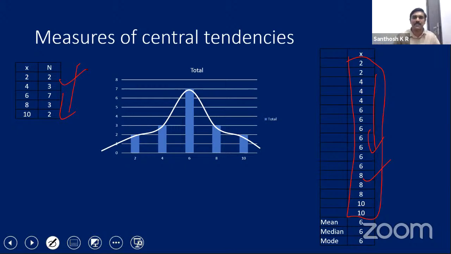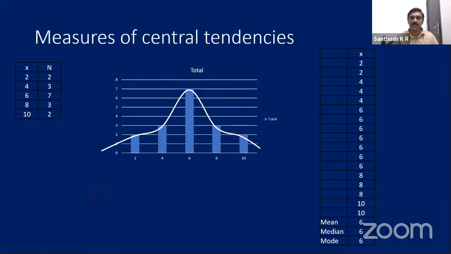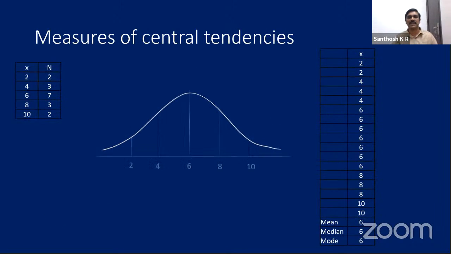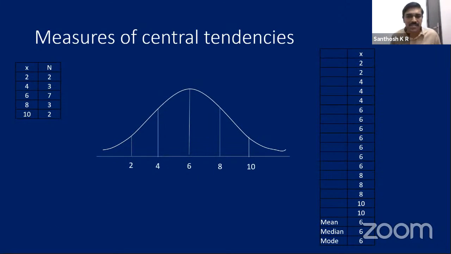This is also in an order because we have placed it in an increasing order. That's what we have done. We have placed it in an increasing order. So if we are presenting a graph based on the continuous data, we can call it a curve. So this is a curve.